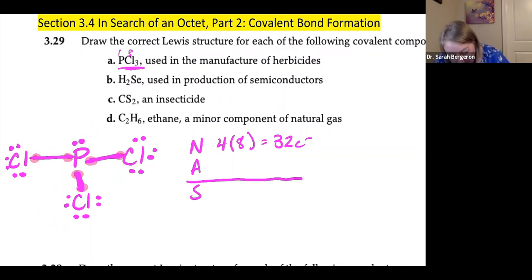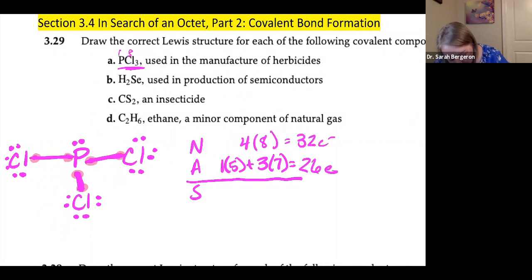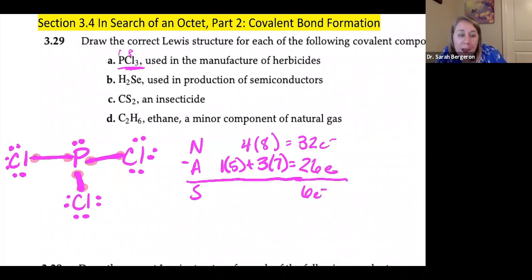Well, we have 1 phosphorus. It has 5 valence electrons. We also have 3 chlorine atoms, and each of those chlorine atoms has 7 electrons available, right? So that gives us a total of 26 electrons. Let me scooch this over so it lines up. Okay. All right. So we need 32, but we only have 26. So if I subtract these two, what I'm going to figure out is how many I need to share. I need to share 6 electrons in order for everybody to have a complete octet.